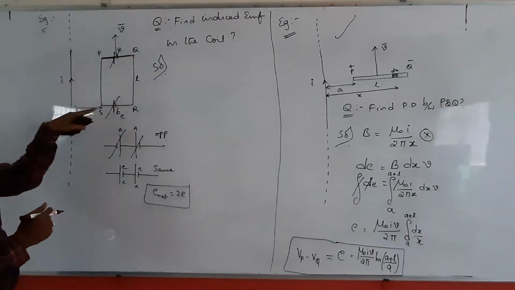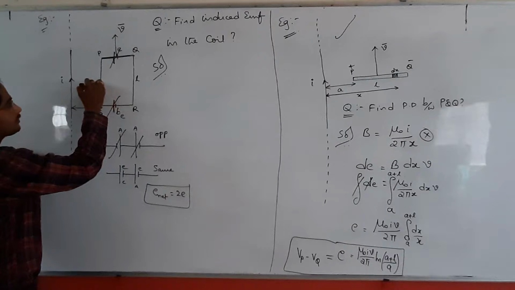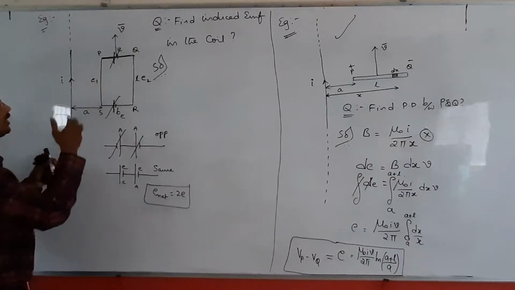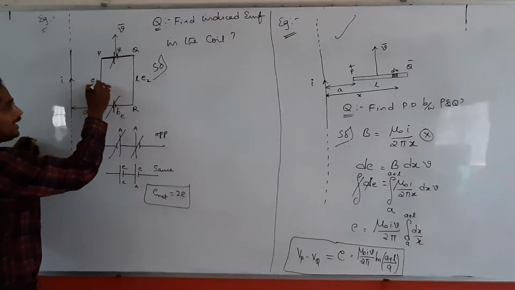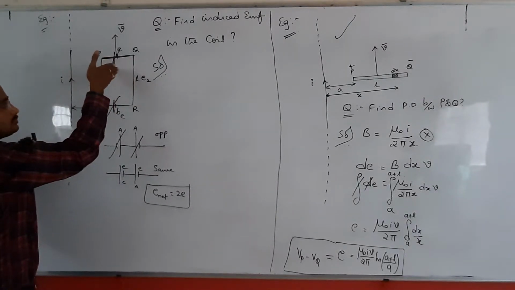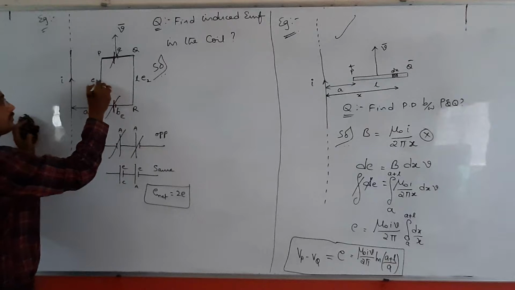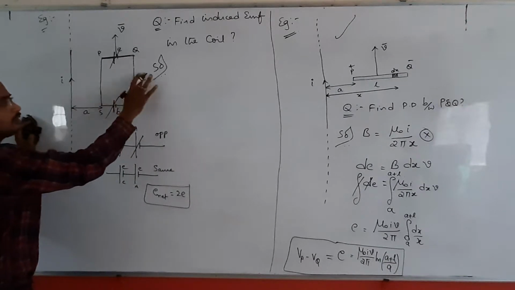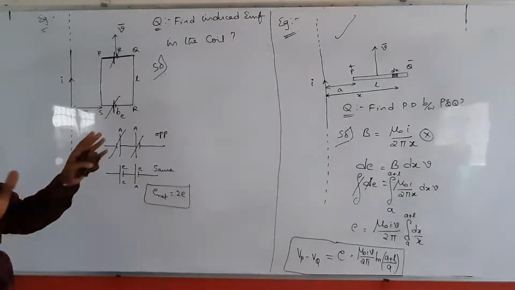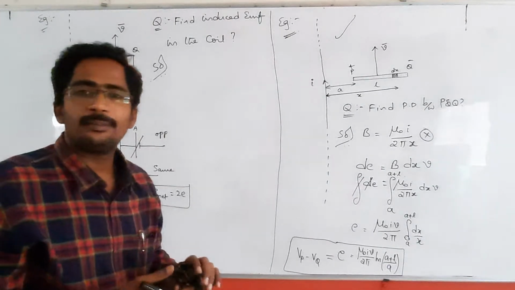Next, what about this one and this one? The induced EMF across this one is mu naught I by, you know well, EMF E1, and this is EMF E2. Which one is at high potential here? P is at high potential, and this is at low potential. What about the induced EMF across PS? PQ and SR cancel, that's over. The remaining two conductors are PS and QR.